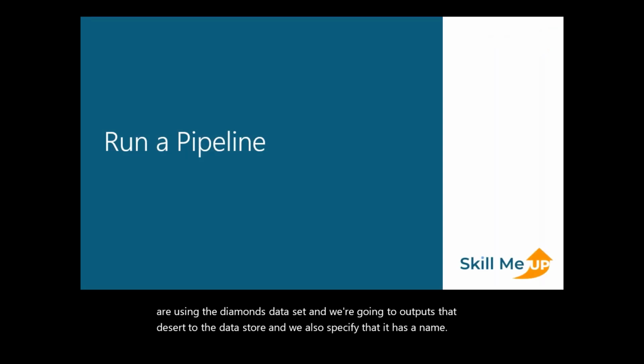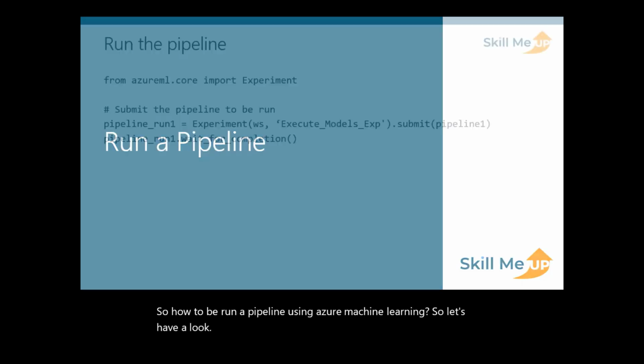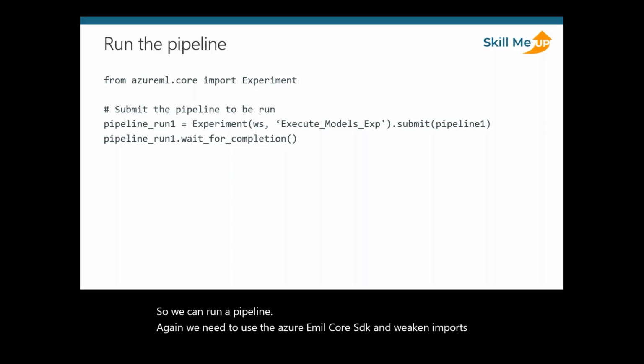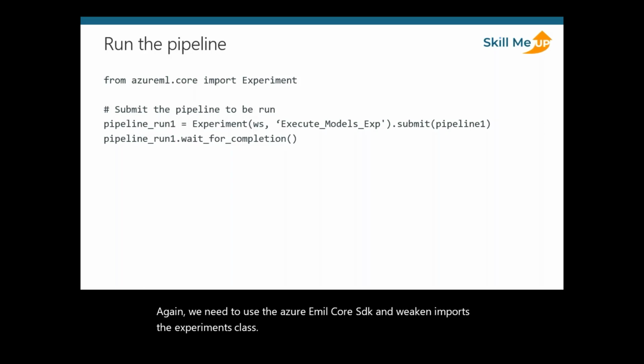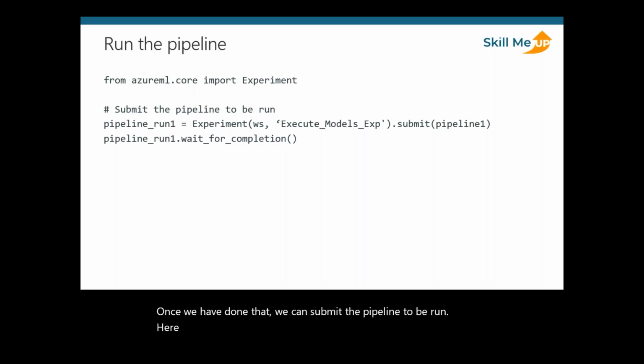So how do we run a pipeline using Azure Machine Learning? So let's have a look. So now we can run a pipeline. Again, we need to use the Azure ML Core SDK, and we can import the experiment class. Once we have done that, we can submit the pipeline to be run. Here, we've given the pipeline run name as pipeline_run number 1.